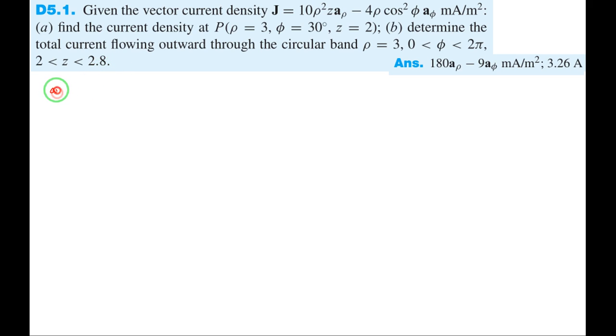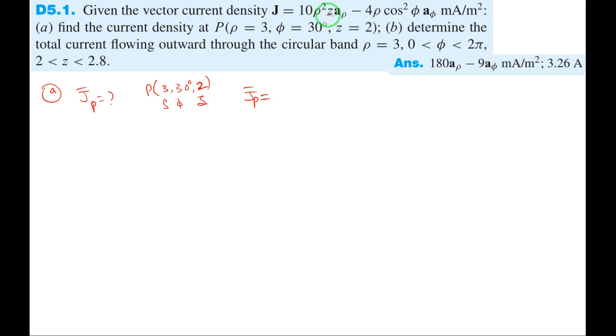So part A, what they have asked, the current density J at point P. J at point P we want. So P is given, 3 comma 30 degree comma 2. This is rho, phi and Z. Substitute the value of rho, phi, Z here in J vector, so you will get J vector at point P. Okay, I'll substitute and write.